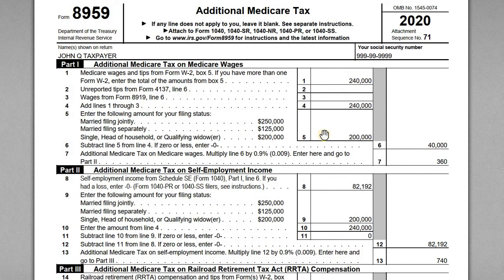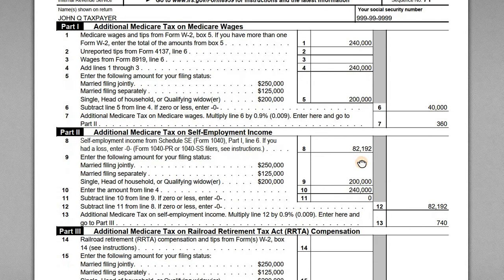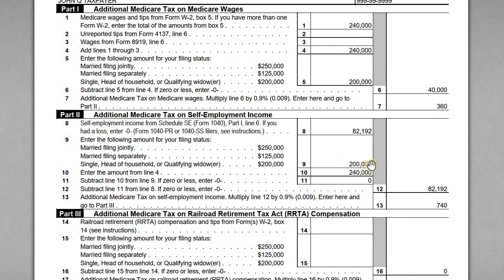So let's go back to 8959. Again, we have the tax there. There's the reduced amount from Schedule SE, right? They even tell you there, Part 1, Line 6. That's what you're looking for. And here we have the filing threshold. 200K is still the filing threshold. He's already recorded 240 up here. So what this lets us know is that, yeah, you're well above the 200K amount. So the full amount of the 82,192 is going to be subject to this 0.9% also.